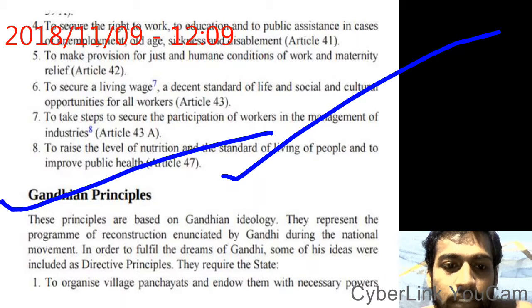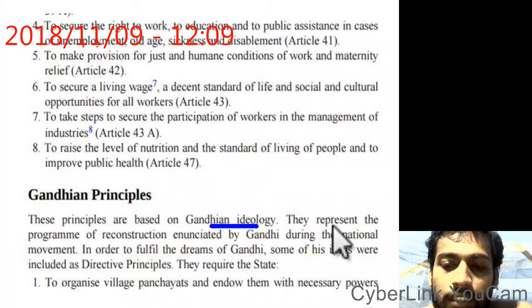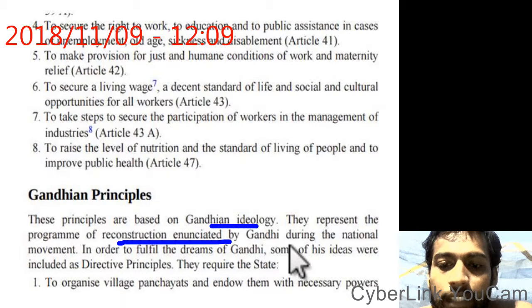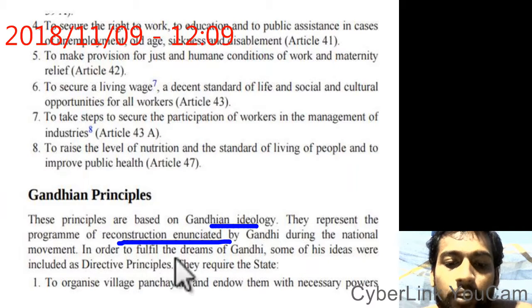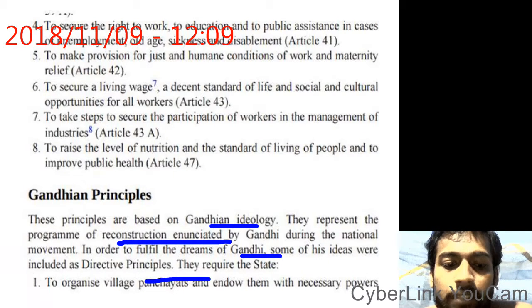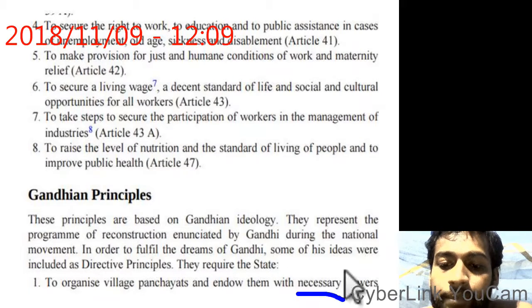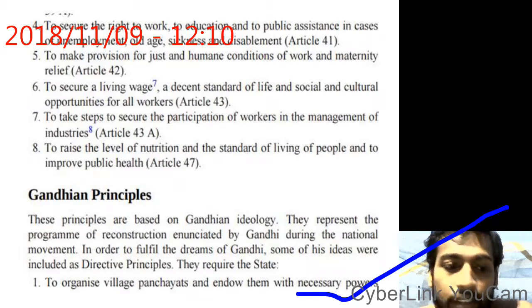Now the Gandhian principles. These principles are based on Gandhian ideology. They represent the programme of reconstruction enunciated by Gandhi during the national movement. In order to fulfill the dreams of Gandhi, some of his ideas were included as directive principles, such as to organize village panchayats and endow them with necessary powers. Gandhi's village panchayat is very, very important.